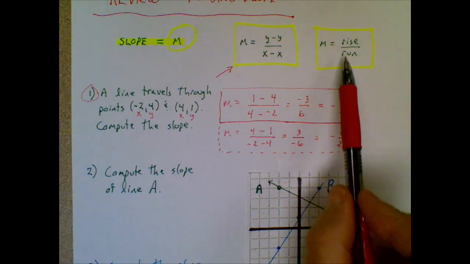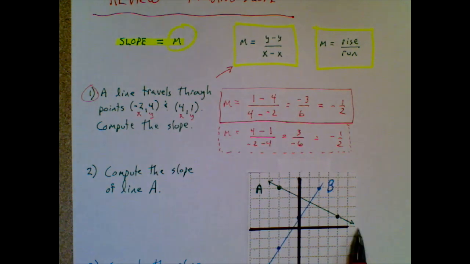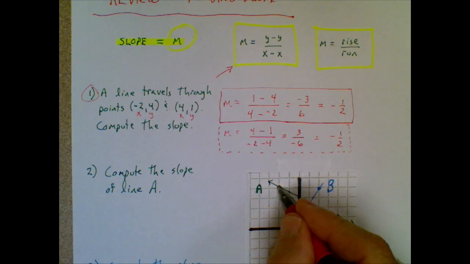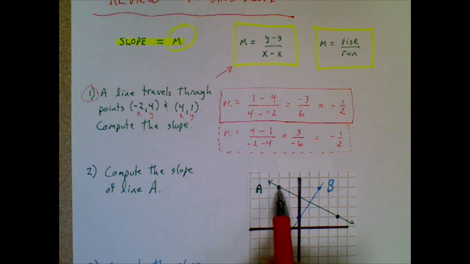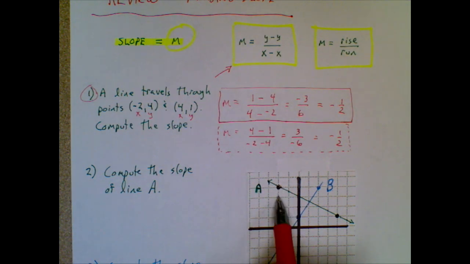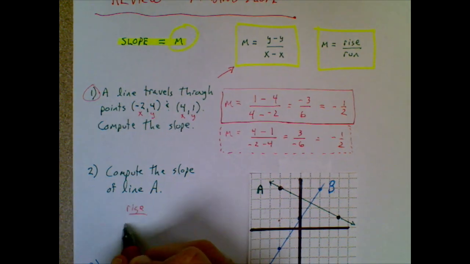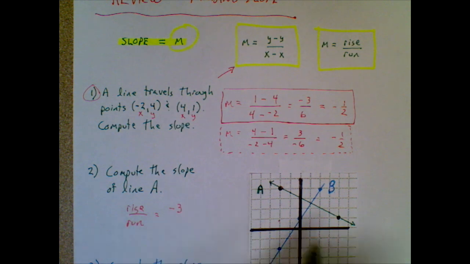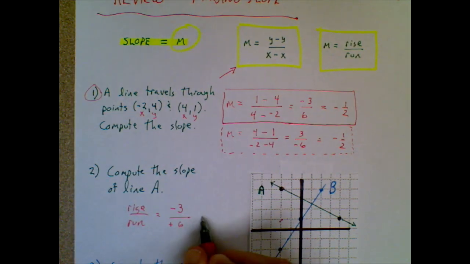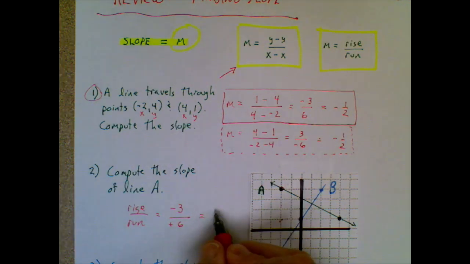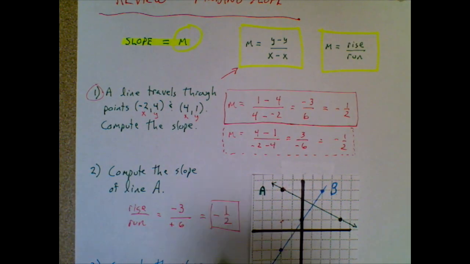In these next two examples, we're going to use rise over run, which is easier when you have a graph. So we're going to concentrate on line A, and I'm going to start at one point and go to the other. To go from here, I first think about how far up or down do I go. And I go down 1, 2, 3 units downward. That means my rise was negative 3, because I went down 3, and now I go right, 1, 2, 3, 4, 5, 6. Right is the positive direction, so negative 3 divided by 6 reduces to negative 1/2 for my slope.